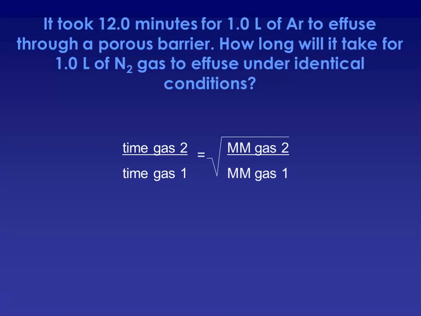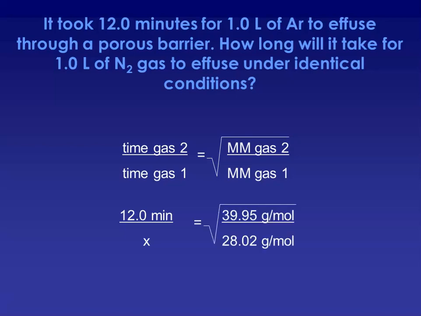So in this case, because I want to know about nitrogen, we're going to let nitrogen be gas 1, and we're going to let argon be gas 2. And so if I take the square root of their molar masses, we see that nitrogen has a slightly smaller molar mass than argon, about 3/4 the size of that molar mass. So we would expect it to be able to effuse more quickly, that it would take a smaller period of time to be able to move through. And when I get rid of those units, I take the square root of my molar masses and then I solve for x. I get that it was slightly less, it was only 10 minutes.